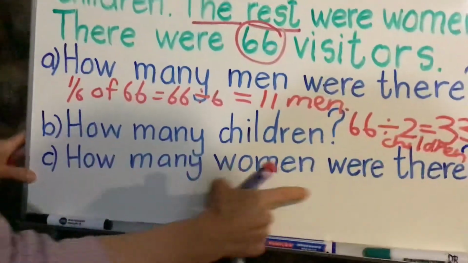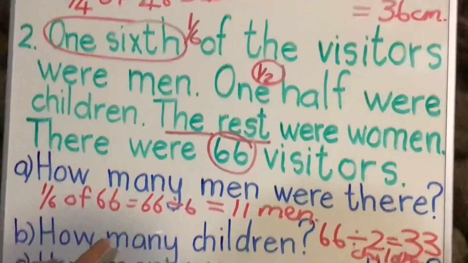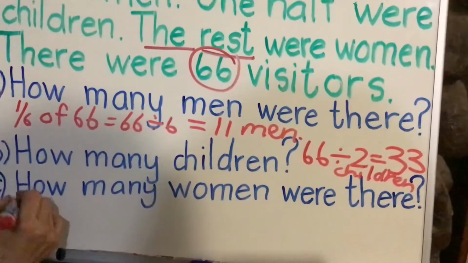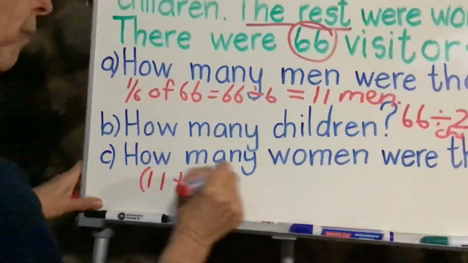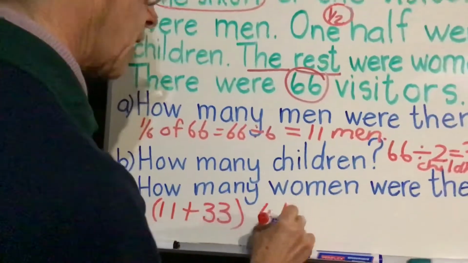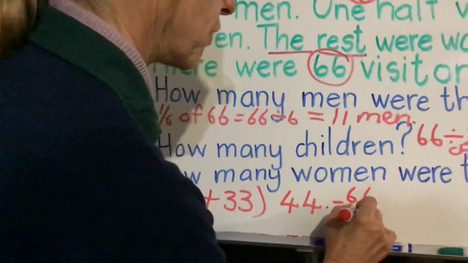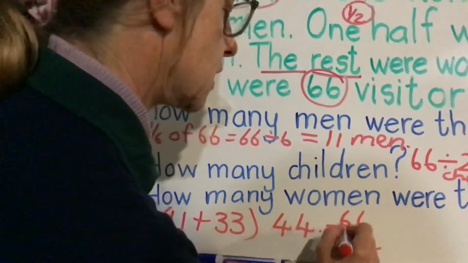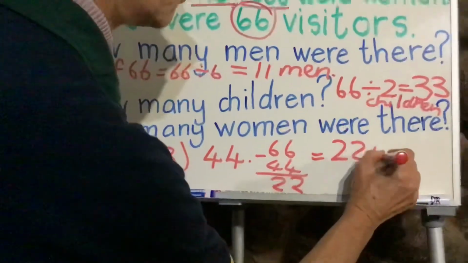How many women were there? Well, the rest were women. So if we've got 11 men and 33 children, 11 plus 33 is the children and the men together, which is 44. So we simply have to minus 44 from 66 to see how many women there are. 6 minus 4 is 2. So that gives us 22 women.